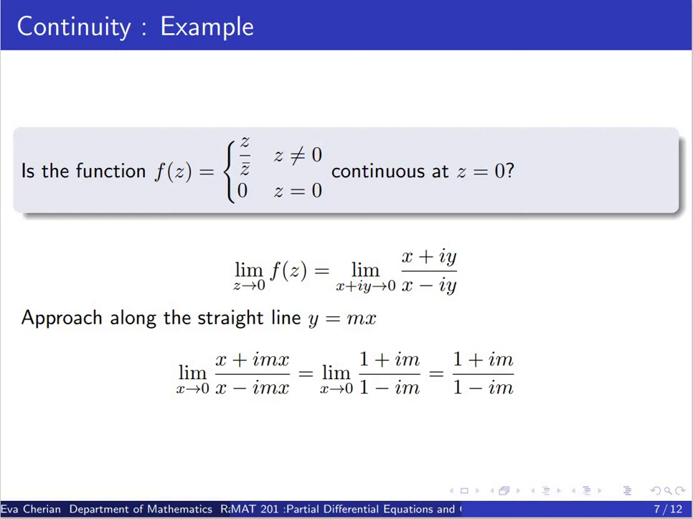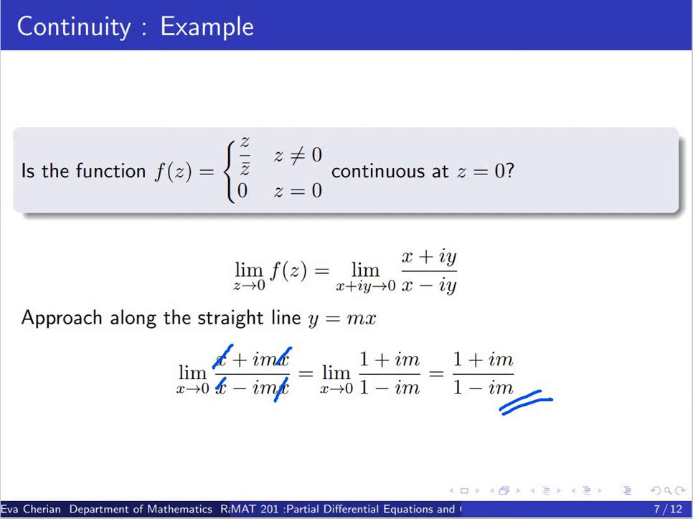Since y is equal to mx, the limit becomes limit x tends to 0, (x plus imx) by (x minus imx). We can cancel out an x from the numerator and the denominator so that this becomes limit x tends to 0, (1 plus im) divided by (1 minus im). Letting x tend to 0, the limit is this complex number (1 plus im) by (1 minus im).